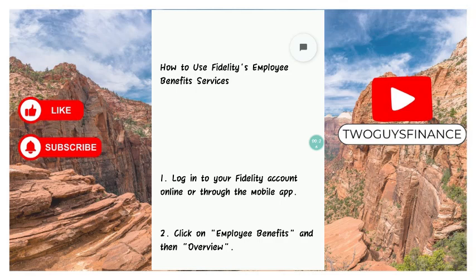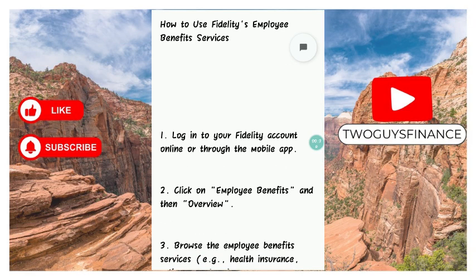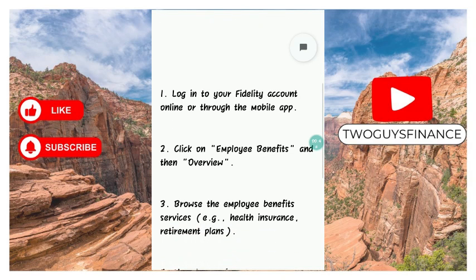Now the first thing you're going to do is log into your Fidelity account. You can choose to log in on the website, or you can choose to log in on the Fidelity mobile app. Once you're logged into your account, you're just going to click on employee benefits, and then click on overview, and there you can browse the employee benefits services.